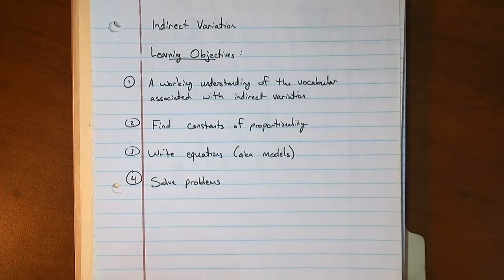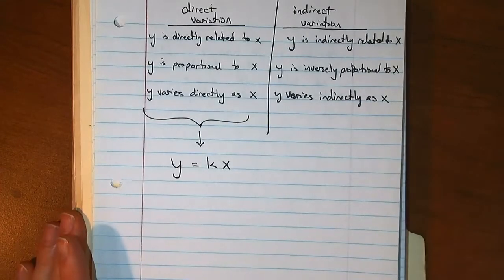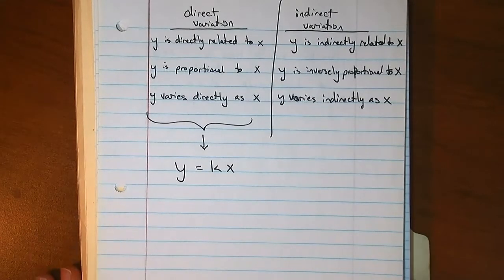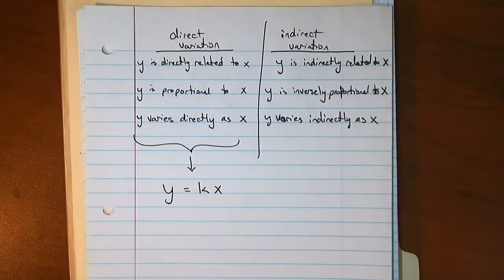So to help with that, what I've done is I've jotted down the vocabulary from the last video, and I've jotted down the corresponding vocabulary associated with indirect variation. So if you need to pause the video to capture this, you can real quick. But once you're ready, let's talk a little bit about this.